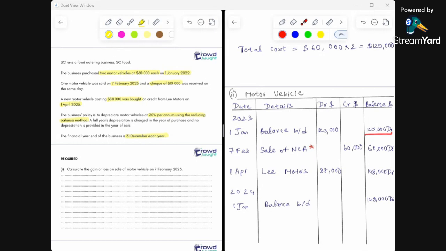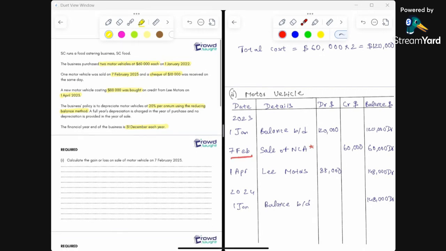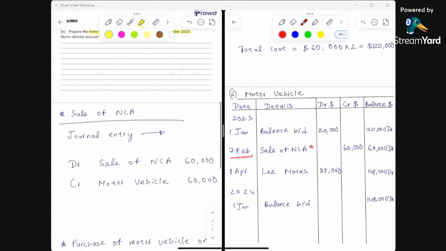Okay. Now, next, what happened? So we know on 7th of February, all right, so the date has to be in chronological order. So on the 7th of February, we know that we had sold 1 motor vehicle, right? Okay. Now, I need you to look into the journal entry every time we sell a motor vehicle. So on the left-hand side, this is the main transaction or event where we have sold a non-current asset. And how do we journalize it? Every time you sell a non-current asset, in this case the motor vehicle, what ends up happening is that your assets are going down in value.